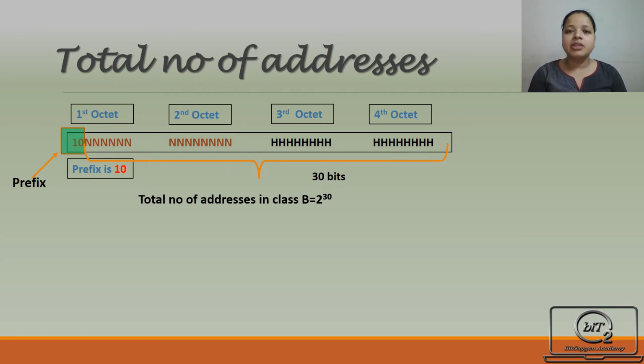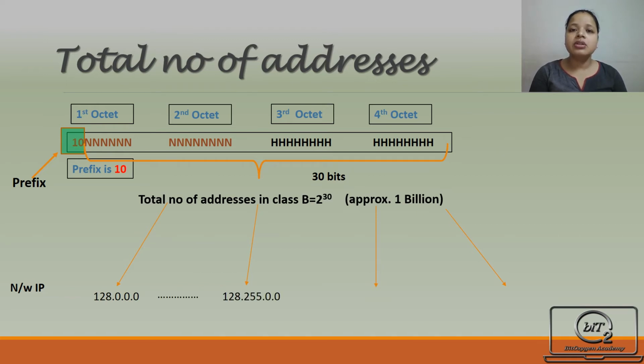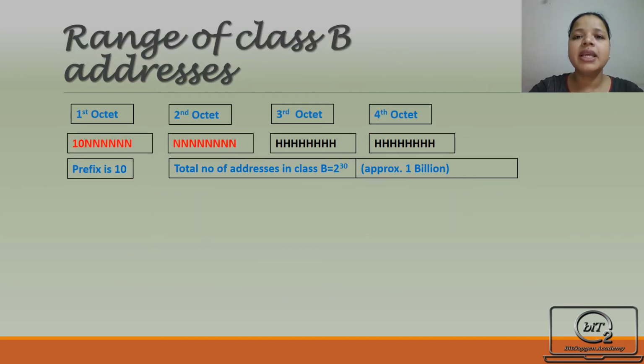So 25% or 1/4 of 4 billion is equal to 1 billion addresses. These 1 billion addresses are further divided into various network addresses, which are 128.0.0.0 to 128.255.0.0 to 191.255.0.0. What is the range of Class B addresses? The decimal range of Class B addresses is 128 to 191.